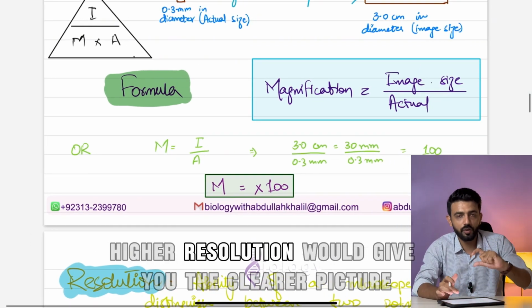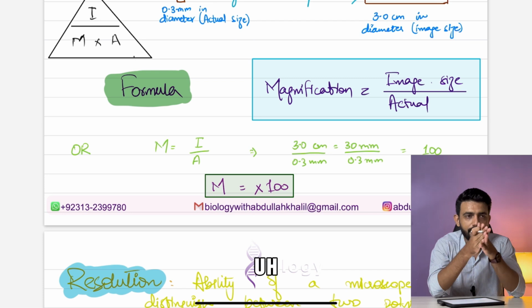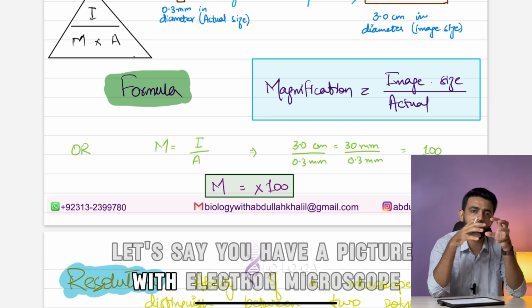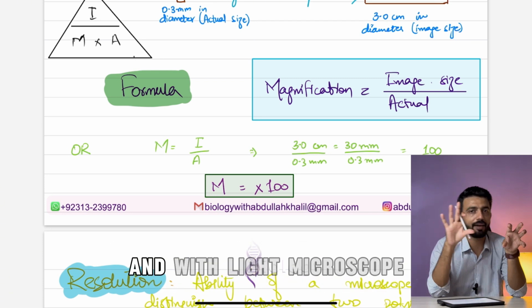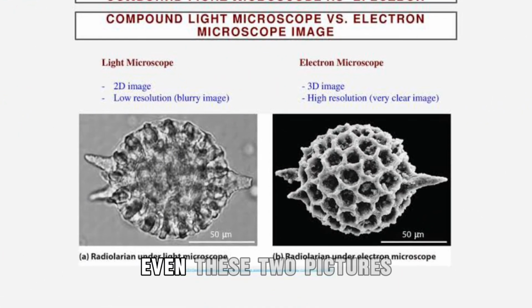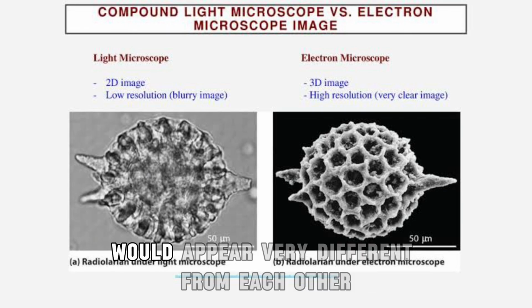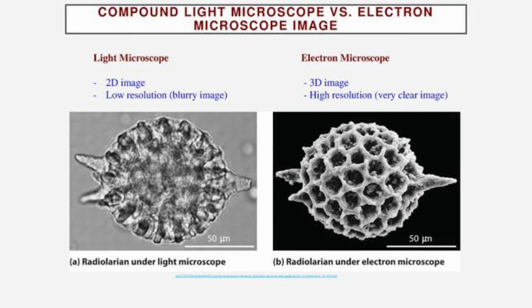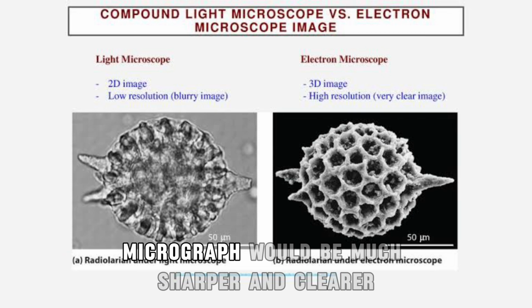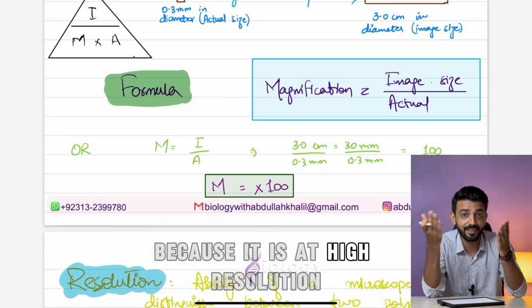Higher resolution would give you the clearer picture. Let's say you have a picture with electron microscope and with light microscope at the same magnification. Even these 2 pictures, the electron micrograph and the light micrograph, would appear very different from each other. The electron micrograph would be much sharper and clearer because it is at high resolution.